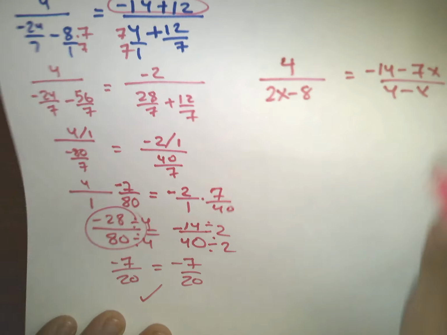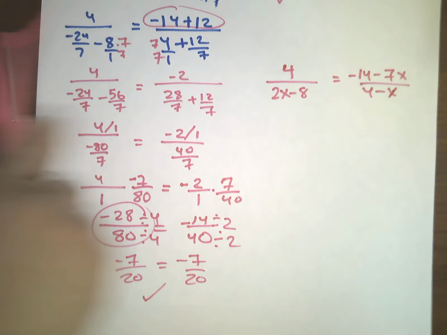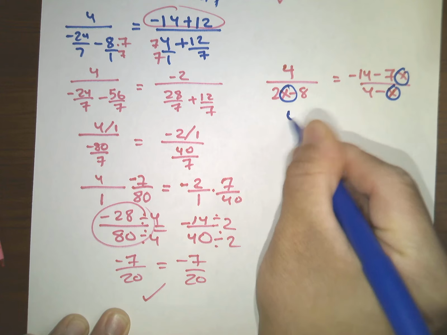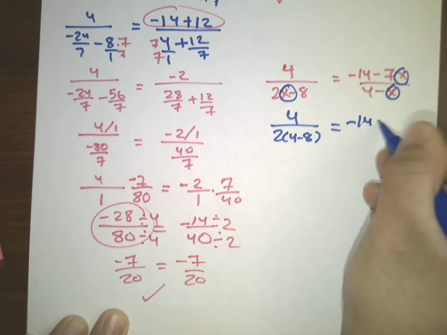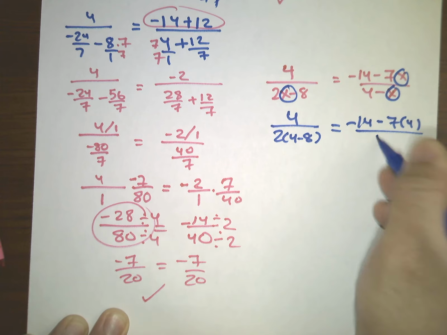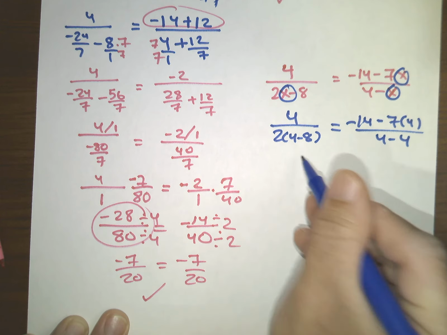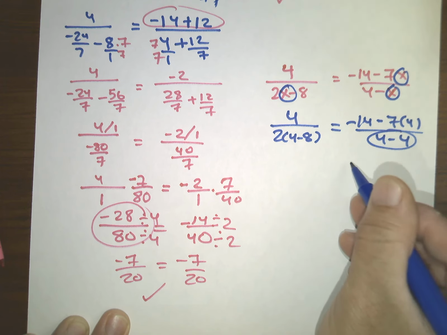It checked out. So now I'm checking to see if x equals 4 is a solution. But then if I substitute in the 4 for x here and here and here, I have 4 over 2 times 4 minus 8. Does that equal negative 14 minus 7 times 4 over 4 minus 4? And then I see right away, hopefully, that you notice here 4 minus 4 is equal to 0, and I can't have a 0 in the denominator.